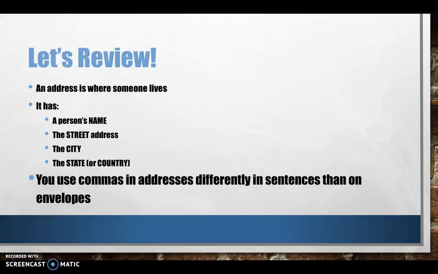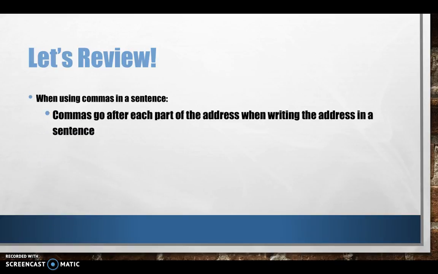You use commas in addresses differently in sentences than on envelopes. Yesterday you practiced working with sentences with addresses in them. Today we're going to switch to doing addresses on envelopes. But first, when you use commas in a sentence, they go after each part of the address.